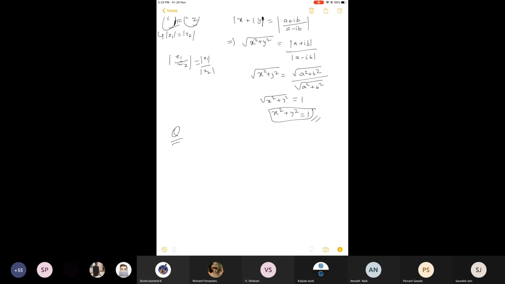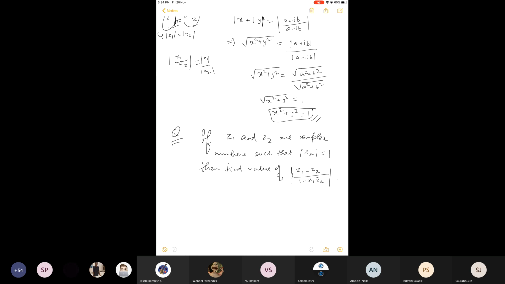Last question. If Z1 and Z2 are complex numbers such that mod Z2 is 1, then find the value of the modulus of (Z1 minus Z2) upon (1 minus Z1 Z2 bar). This is the last question.